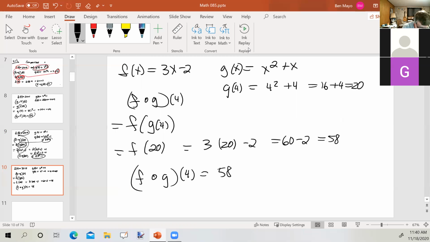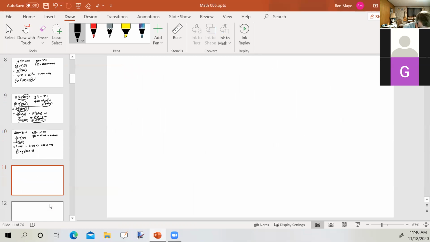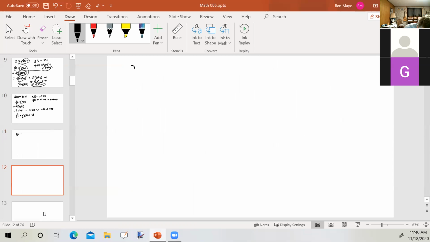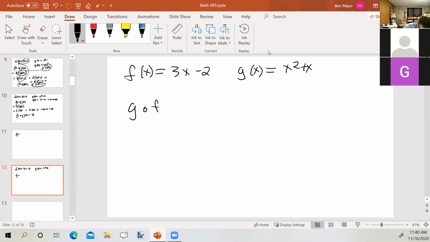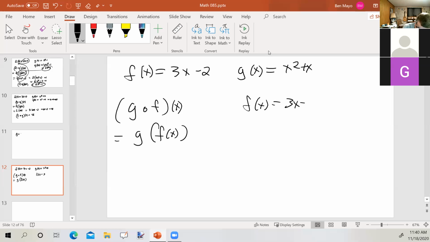Let's take a look at g composed, well, wait, I need to write down what the functions are again. Sorry. f of x is 3x minus 2, and g of x is still x squared plus x. And let's find g composed with f of x, which is g of f of x. Well, what is f of x? f of x is just 3x minus 2, right? So that's going to go in there.